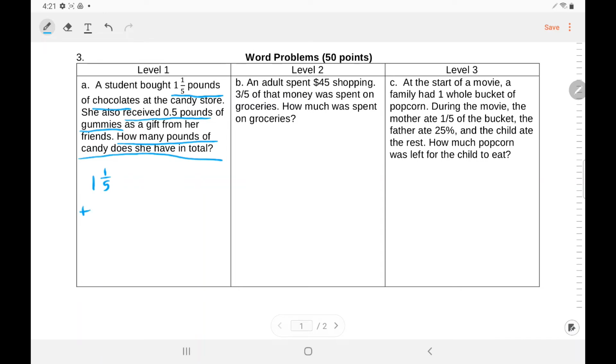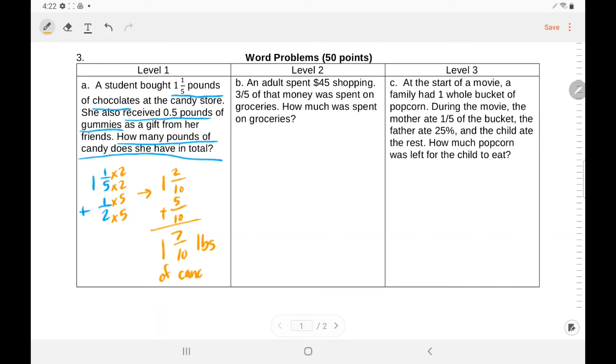Well, last time we did a problem as a decimal. Now we're going to try doing it as a fraction. So 1 1/5 plus 1/2. We need to find the common denominator. In this case, the common denominator will be 10. So 1 times 5, and our denominator is 2 times 5. And then for this one, 5 times 2, and then 1 times 2. So now our new problem is going to be 1 2/10 plus 1 times 5 is 5, and 2 times 5 is 10. So 1 2/10 plus 5/10 gives us 1 7/10. So how many pounds of candy does she have in total? 1 7/10 pounds of candy.